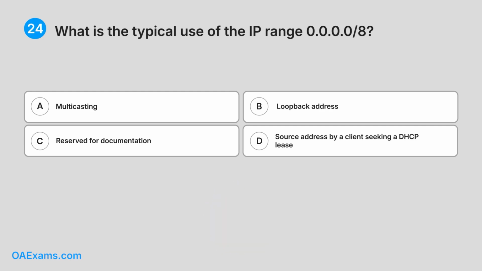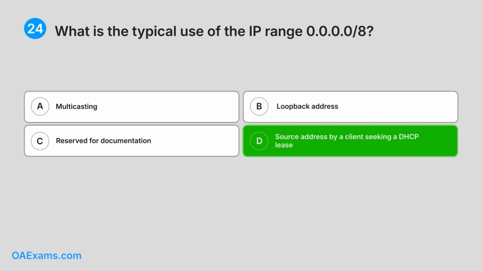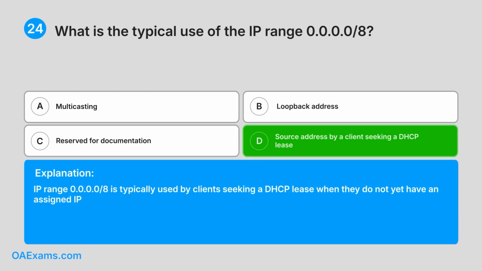Correct answer, D. Source address by a client seeking a DHCP lease. Explanation. IP range 0.0.0.0/8 is typically used by clients seeking a DHCP lease when they do not yet have an assigned IP.